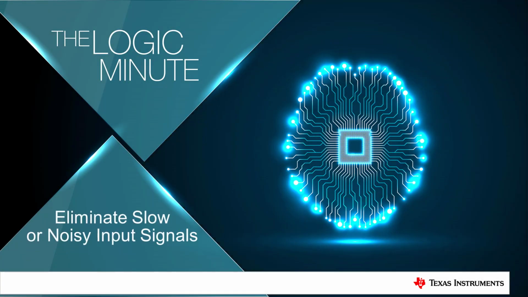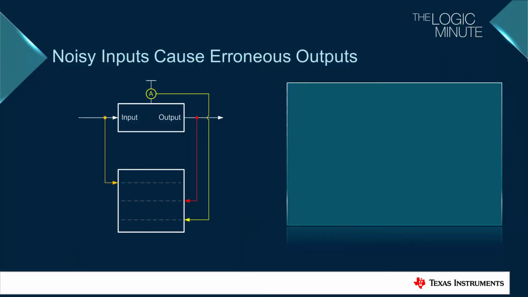In this video, we will look at how to use logic to clean up slow or noisy input signals. All standard CMOS inputs have a single input threshold value, identified here as a gray dashed line, at which the input switches between a logic low and a logic high.